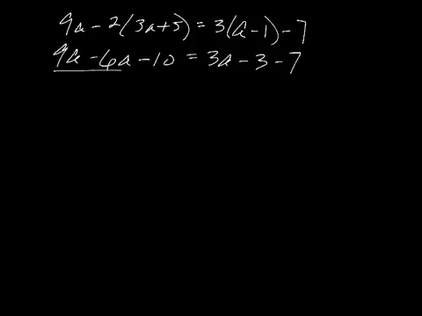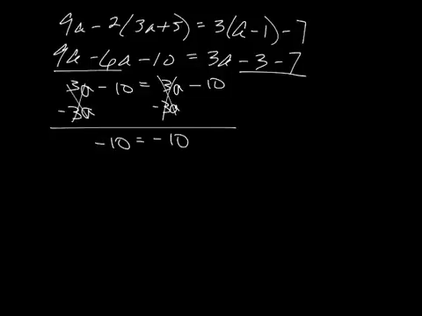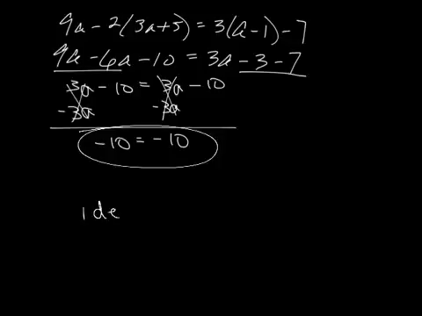Combine like terms. We got those. Okay, let's subtract 3a. Subtract 3a. And we get negative 10 equals negative 10 because both of those went away. So when you run into a problem like that where the variables disappear and the numbers end up being equal to each other, then the equation is called an identity.